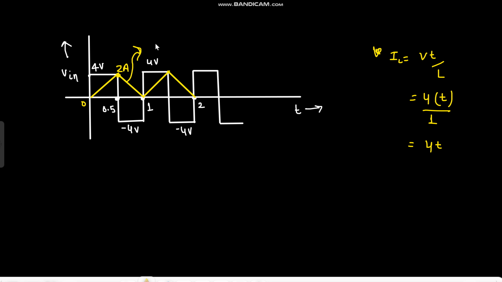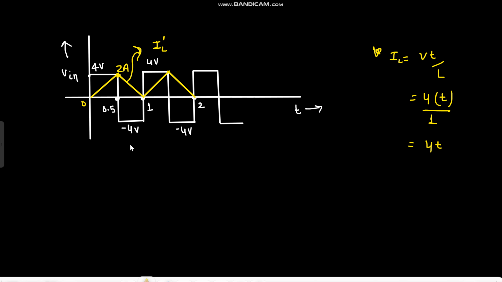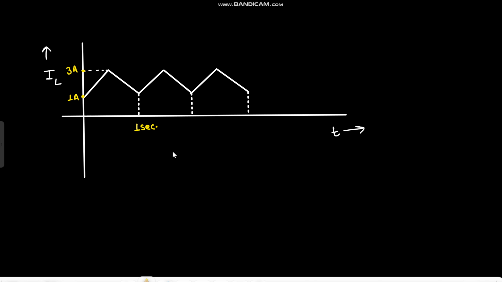So what is this? This is IL dash, we should say. But the inductor is already having 1 ampere current. So IL would be 1 ampere plus IL dash. Okay, 1 ampere shifted upwards. So this graph will shift upwards by 1 ampere. So this is how the graph would look like. So this is IL, 1 ampere, 3 ampere. That's how. So now we need to calculate the average value.